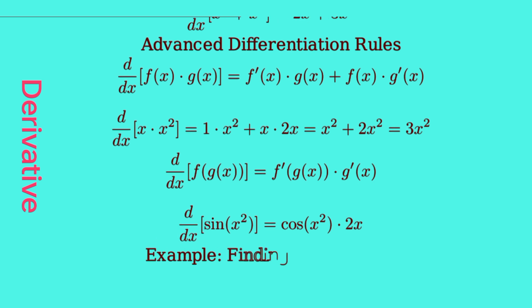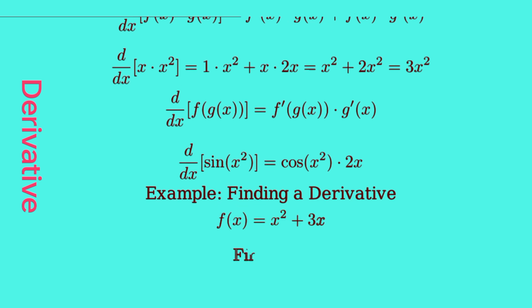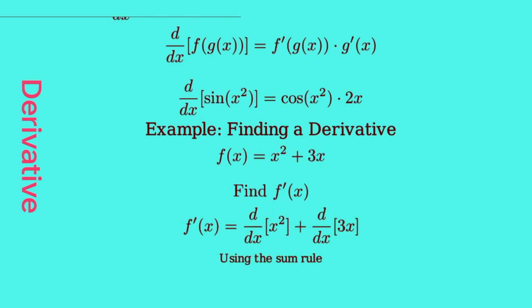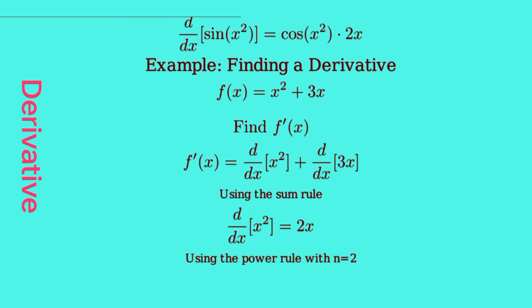Let's now see a simple step-by-step example of finding a derivative. Let's find the derivative of the function f of x equals x squared plus 3x. First, we identify that this is a sum of two terms, x squared and 3x. Using the sum rule, we can find the derivative of each term separately and then add them. For x squared, using the power rule with n equals 2, the derivative is 2x.